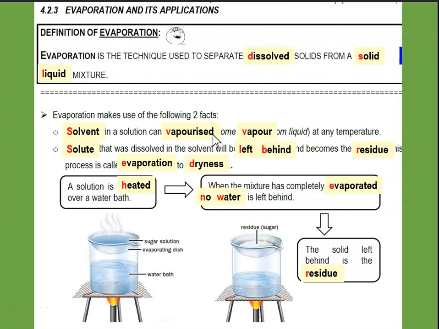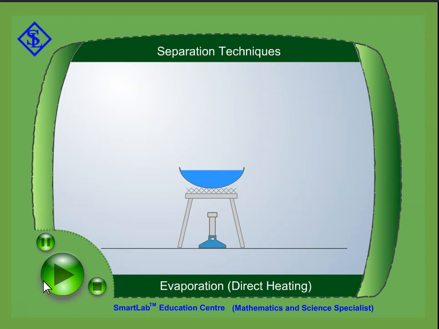All right, so let's move on. Now I'd like to show you a simple animation so that it's a little easier for you to understand the process of evaporation. As promised, let's have a look at this simple animation that shows you evaporation with direct heating. Now, evaporation can take place at any temperature. You don't necessarily have to use heating. But this animation shows you what happens in evaporation when you use heating.